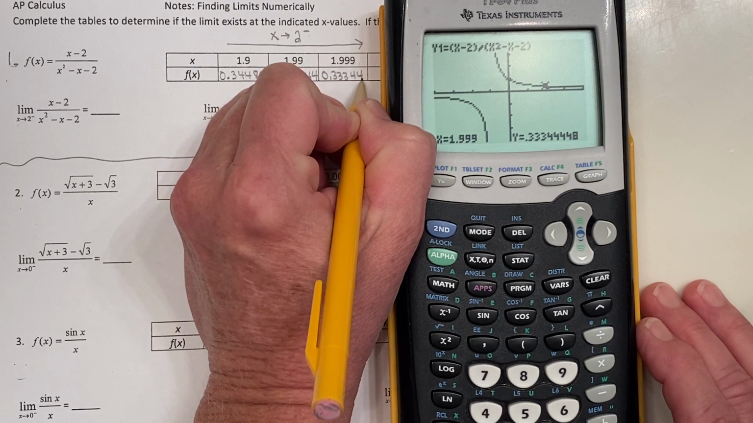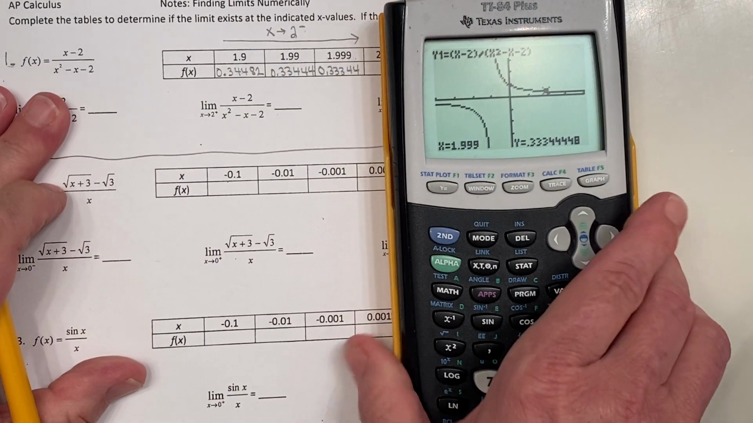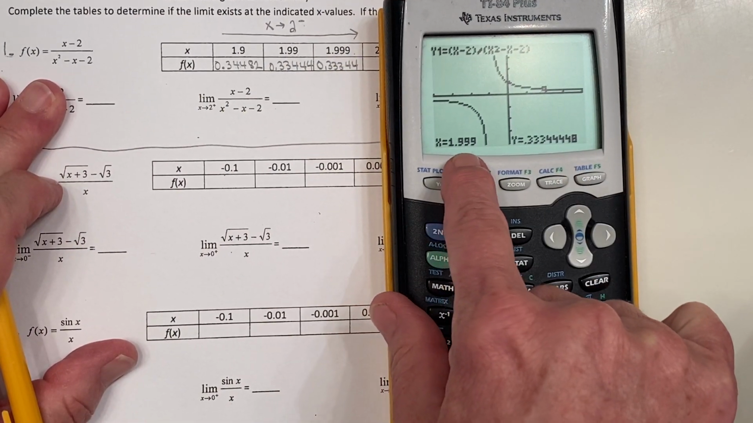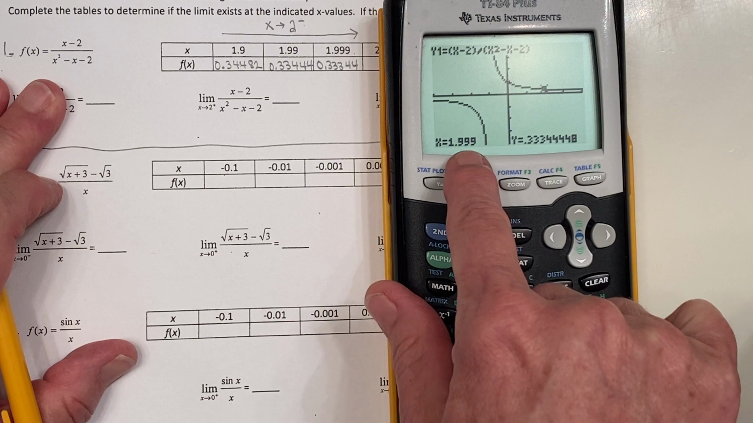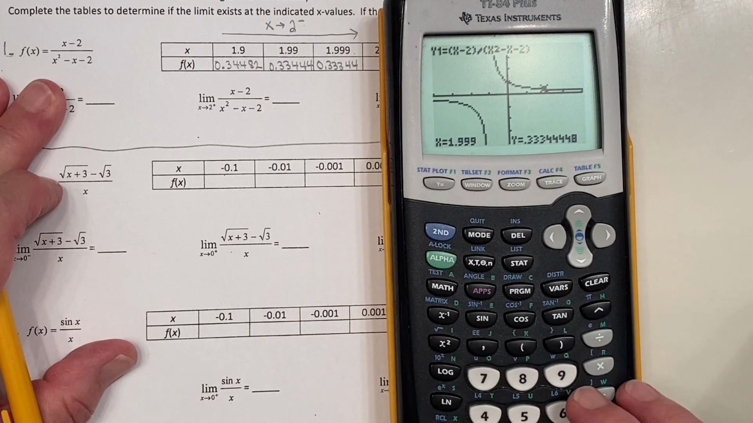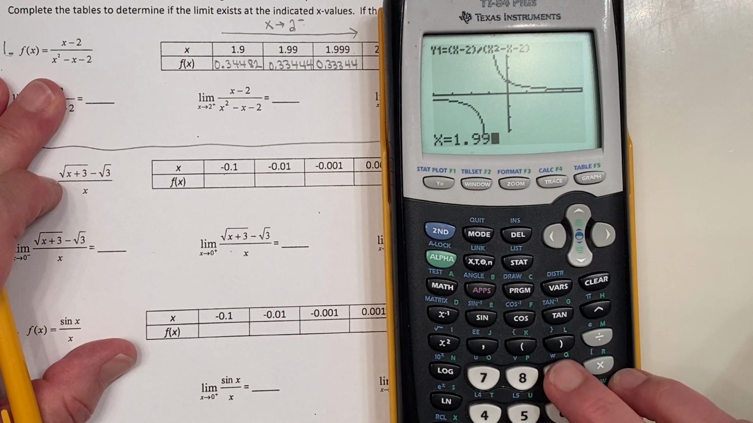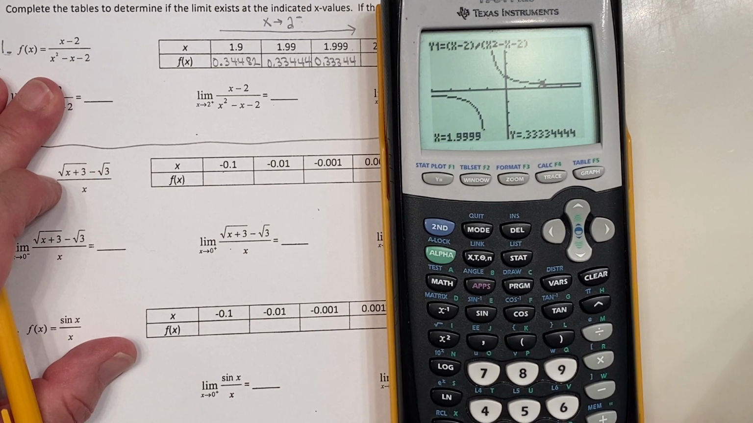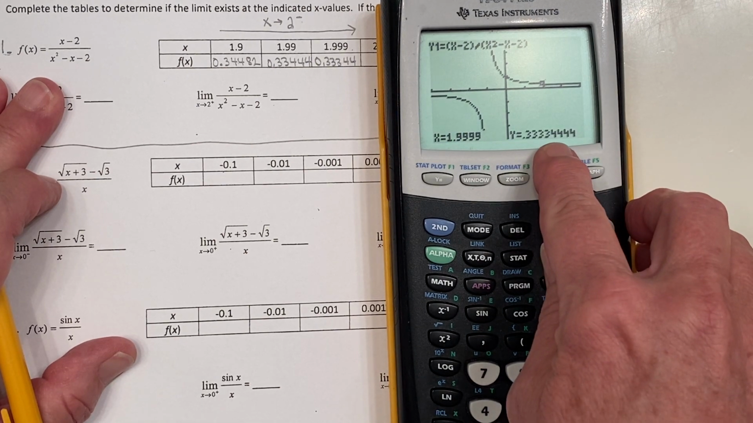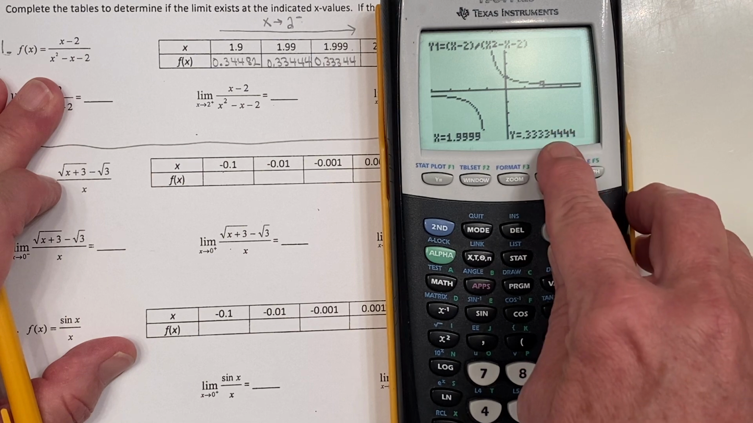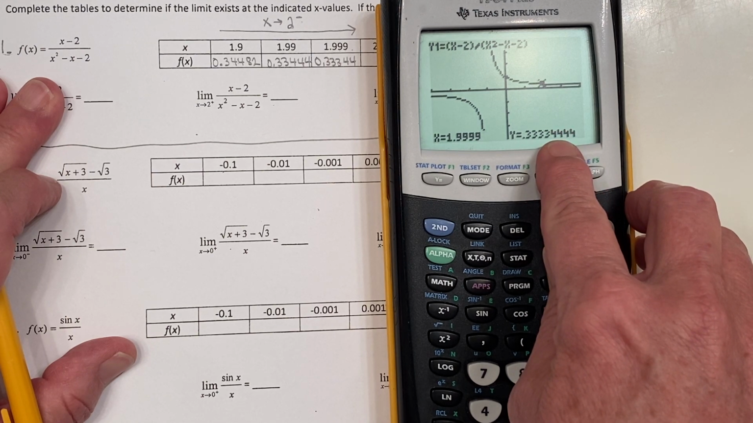0.33344. Now, even though my table doesn't have the next x value suggested by the pattern we're using, I'm going to go ahead and just type in 1.99949. I mean, what harm is it going to do? Notice how we have another 3 settling in here in this y value.